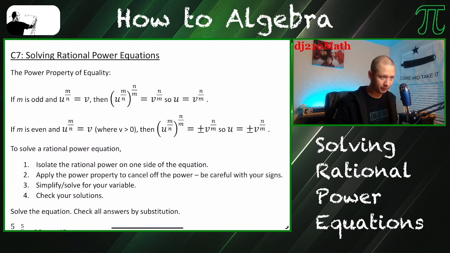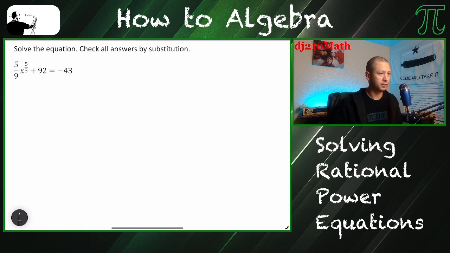A couple of notes, right? You're going to solve the problem like normal, isolating the variable that has the exponent. You're going to apply one of these two properties, whether the numerator is even or odd, and then simplify for the variable as normal, and then in the end check your answer. All right, so here we have 5/9 x to the 5/3 plus 92 is equal to negative 43.